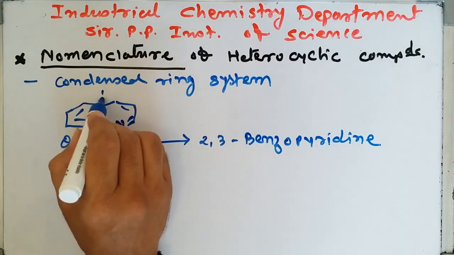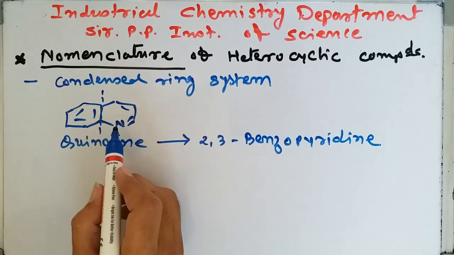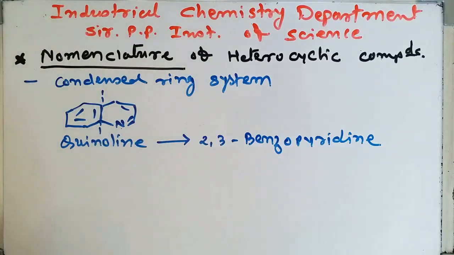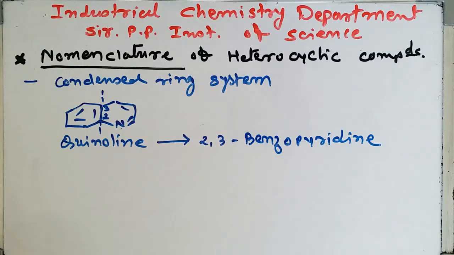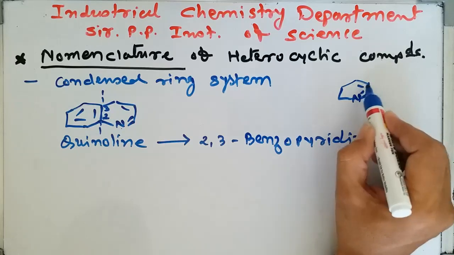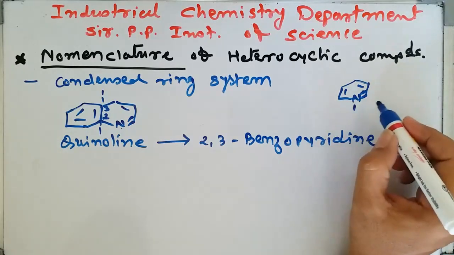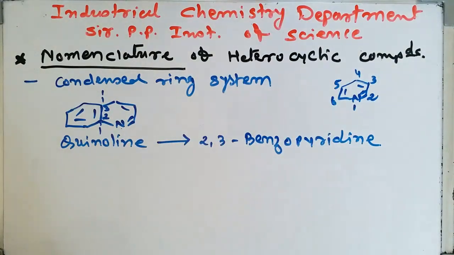If we break down this compound from here, the heteroatom number starts from here: 1, 2, 3. So this is 2,3-benzopyridine. And for only pyridine, this is pyridine, so it starts from here with number 1: 1, 2, 3, 4, 5 and 6. Here we complete nomenclature of heterocyclic compound.